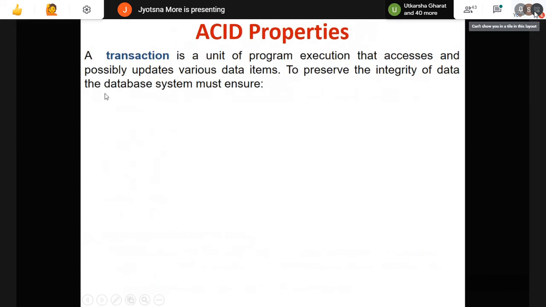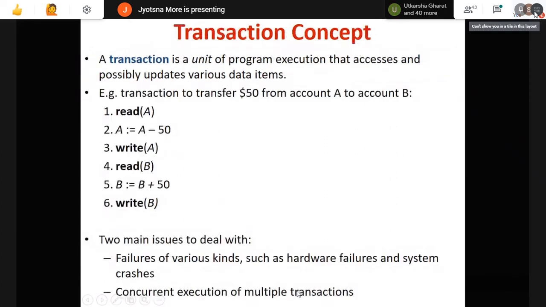But right now, the transaction part is clear: what a transaction is and how it takes place. These are usually the commands which we use in a transaction: read and write.